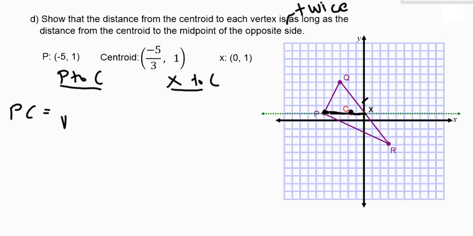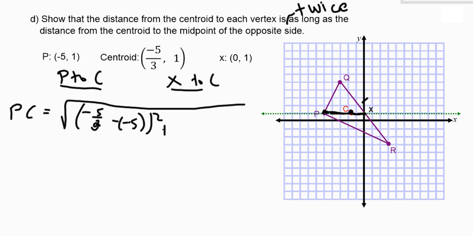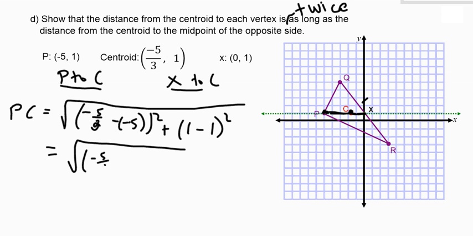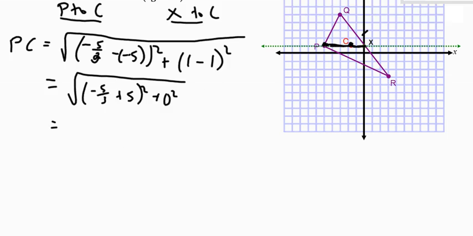So from P to C, x2 minus x1 minus 5 squared plus y2 minus y1. So that's nice. This is not so nice. So what do we get? Here we get negative 5 over 3 plus 5 squared plus 0 squared. So we don't really need that anymore.